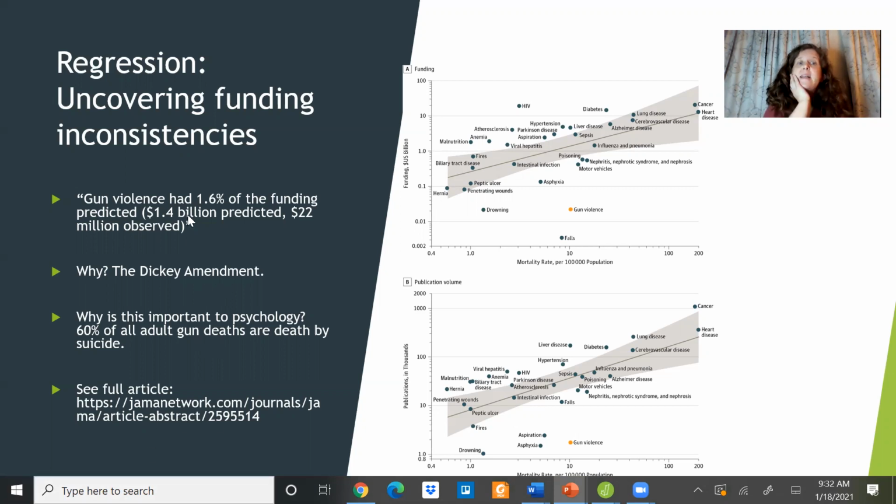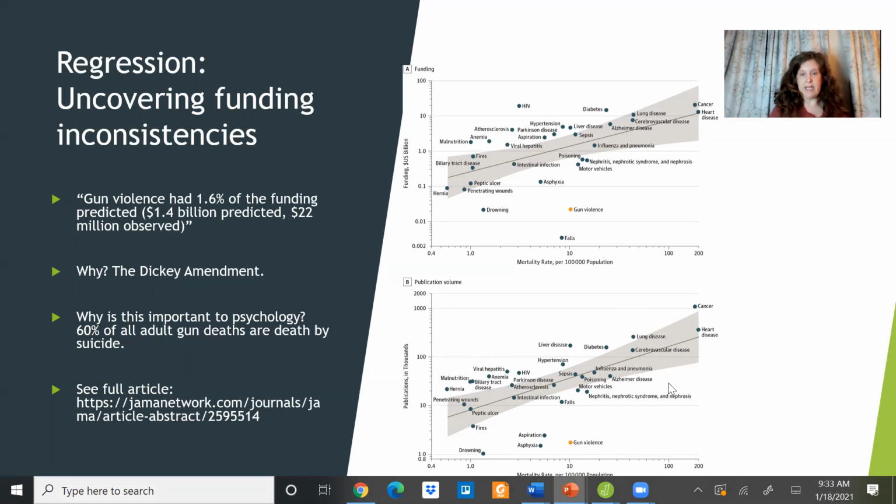You can see more here. Gun violence had 1.6% of the funding predicted, given the number of people that die that way. So if we were just looking at this overall trend, and if gun violence funding followed this trend, you would have expected $1.4 billion in research. That's what they predicted, but instead it was only $22 million.